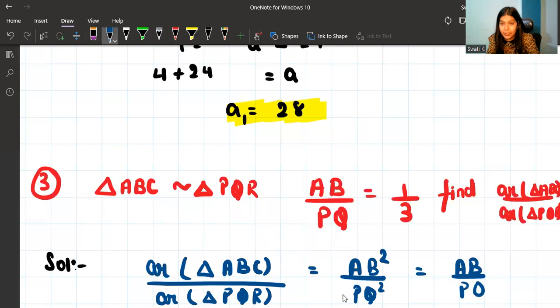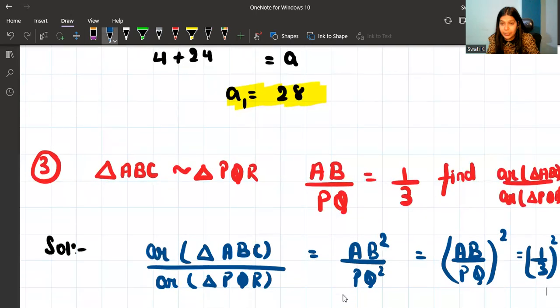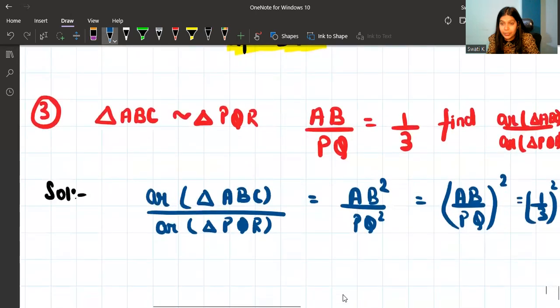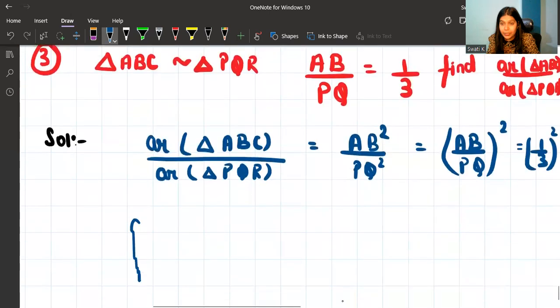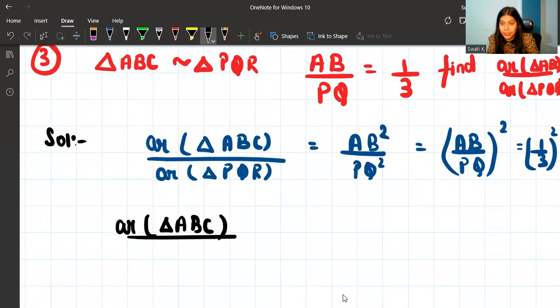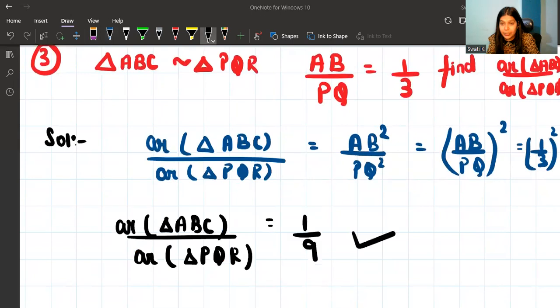which I can write as AB upon PQ whole square also. Now, what is AB upon PQ given? 1 by 3. So, 1 by 3 whole square. What is the meaning of 1 by 3 whole square? 1 square upon 3 square, which is 1 upon 9. So, what is the ratio of the area of triangle ABC to triangle PQR? That is going to be 1:9. That's the answer. So, area of triangle ABC upon area of triangle PQR is 1 upon 9. We wanted to find the ratio of this, and we have got the answer 1 upon 9.